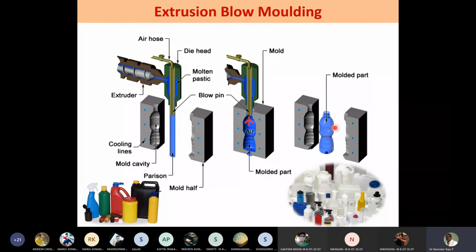bottle or hollow container. You see, the extrusion blow molding technique is used to form hollow containers like this, any of this. Where a hollow nature is present, you can straight away connect it with the technique, that is extrusion blow molding.